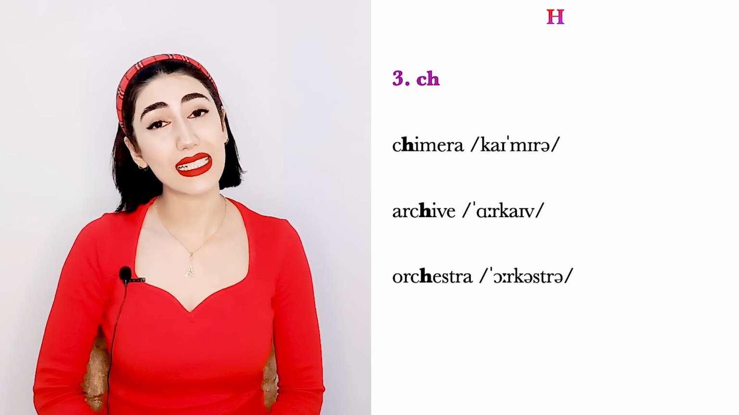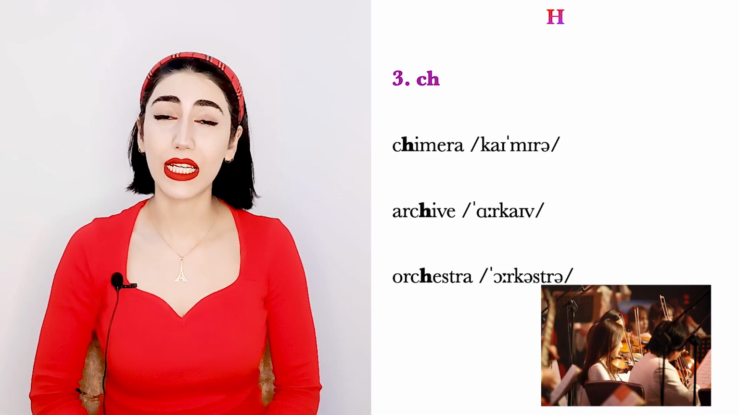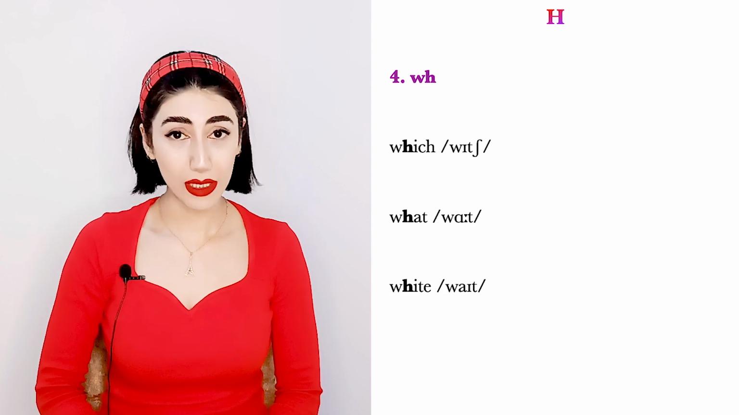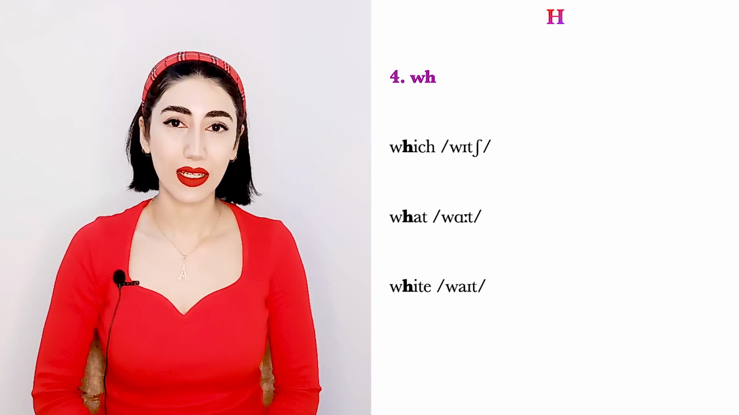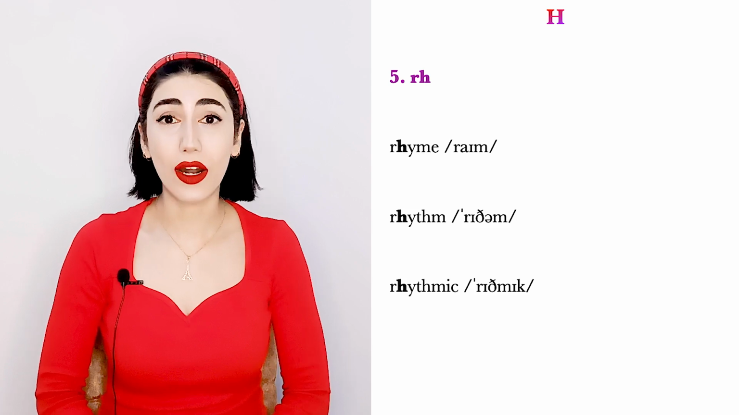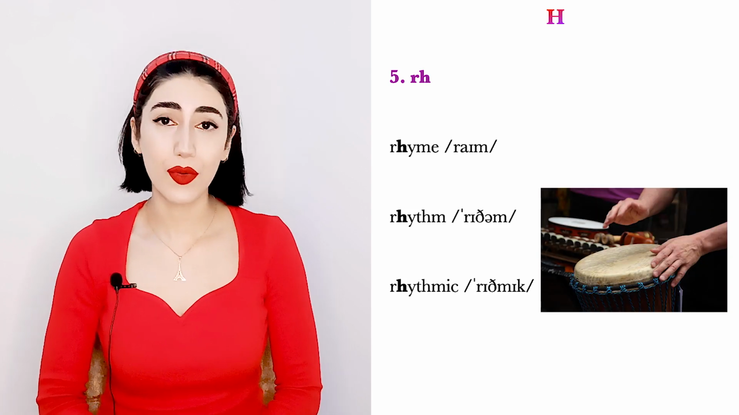Situation 3, when there is CH, like chimera, archive, orchestra. Next one, in WH, such as in which, what, white. And then in RH, such as in rhyme, rhythm, rhythmic.